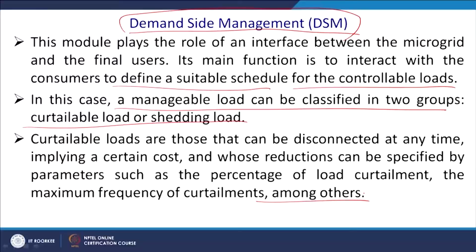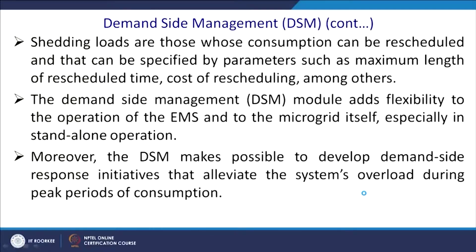For corridor lights, there will be some emergency lights. You can keep those emergency lights on and turn off your corridor lights when there is a constraint on generation. So, these are a few things you can work on. And shedding loads are those whose consumption can be rescheduled, which can be specified by parameters such as the maximum length of the rescheduling time and the cost of rescheduling, among others.